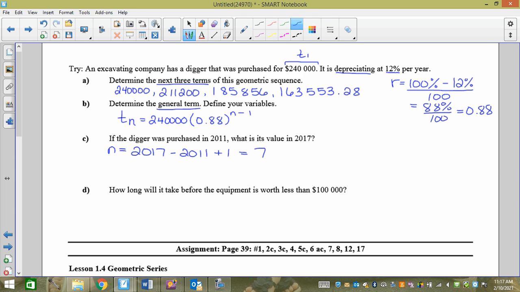Okay, so we're going to go T7 equals 240,000 times 0.88 to the 7 minus 1, which is 240,000 times 0.88 to the 6.